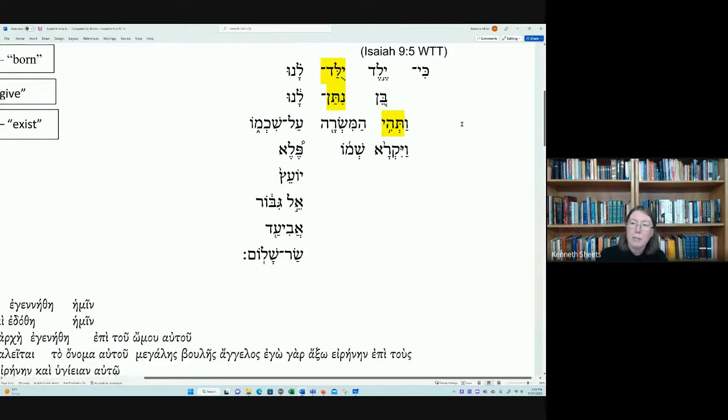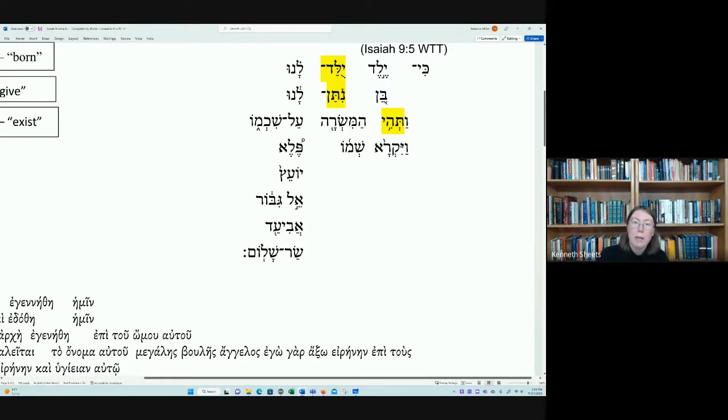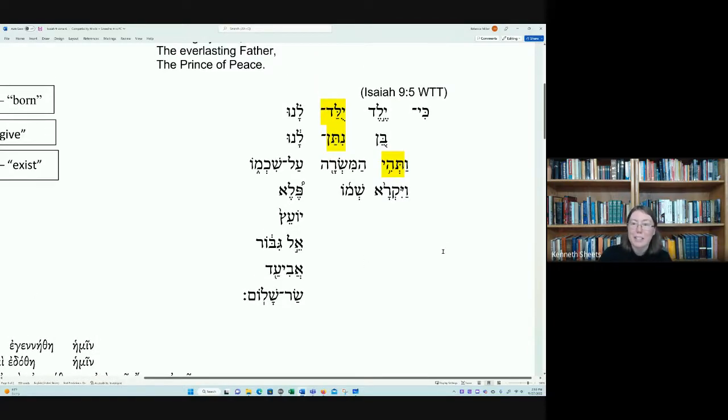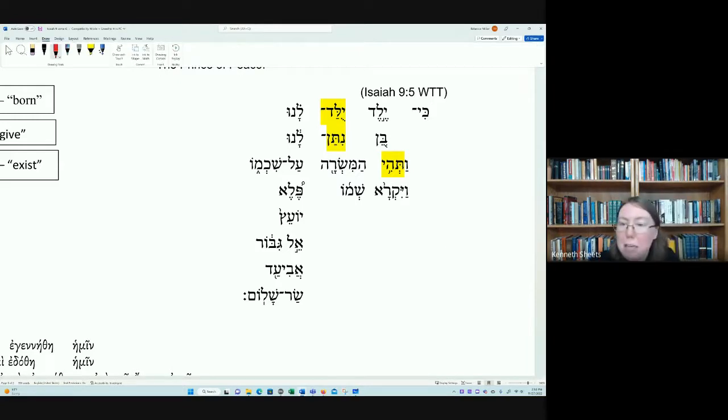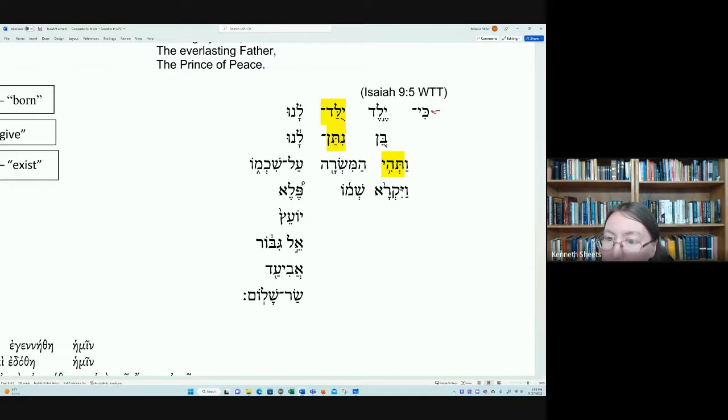So here is the Hebrew text. Ki yeled yullad lanu, ben nitan lanu, vehayetah hamisrah al shikhmo, vayikra shemo pele yoetz el gibbor avi ad sar shalom. So this is the text there. What we have here, first of all, notice we have the ki. This particular word, ki, is our subordinating causal conjunction in Hebrew. It is, in essence, the idea "because."